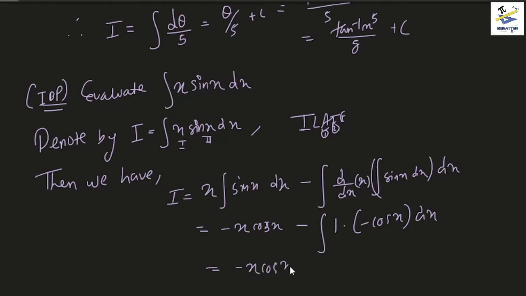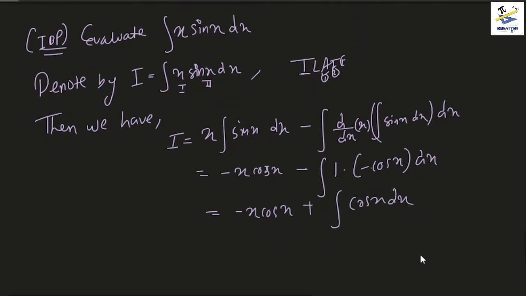Then as you can see, it simplifies considerably into minus x cos x, and this minus makes it a plus, and 1 into cos x is cos x dx, and you do know the integral for cos x dx, which is just sin x, right? So the answer is minus x cos x plus sin x plus c.